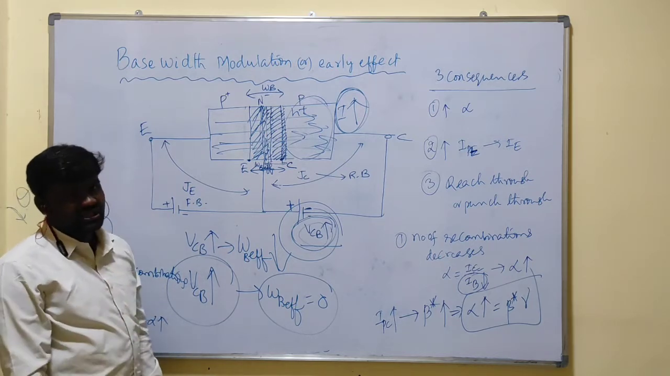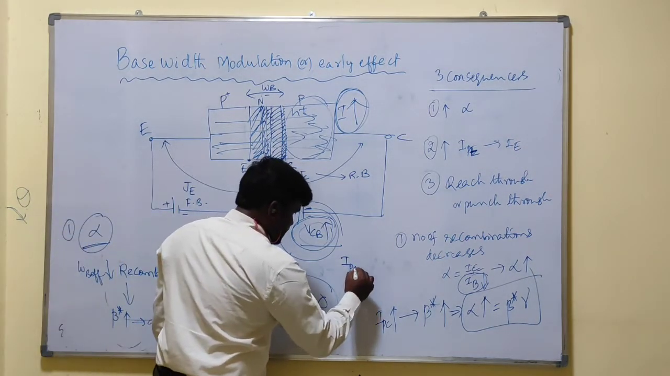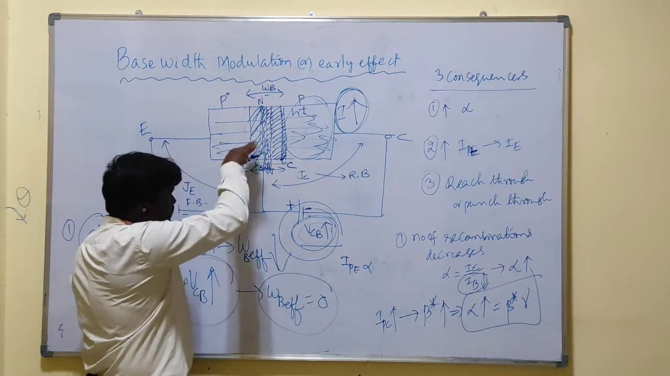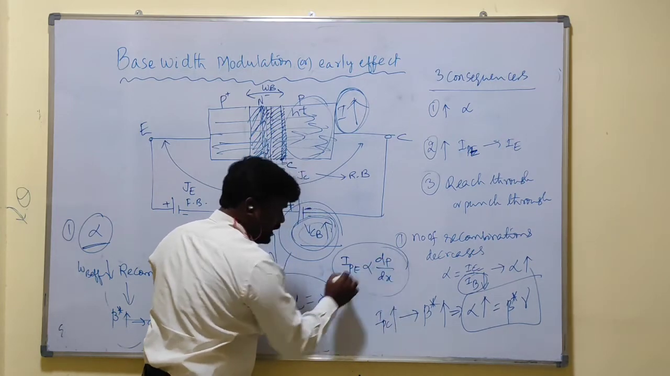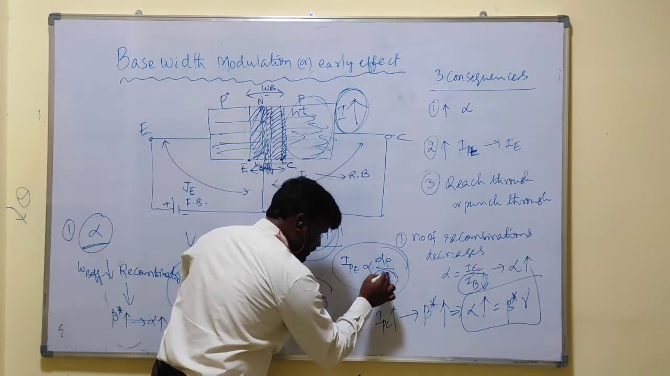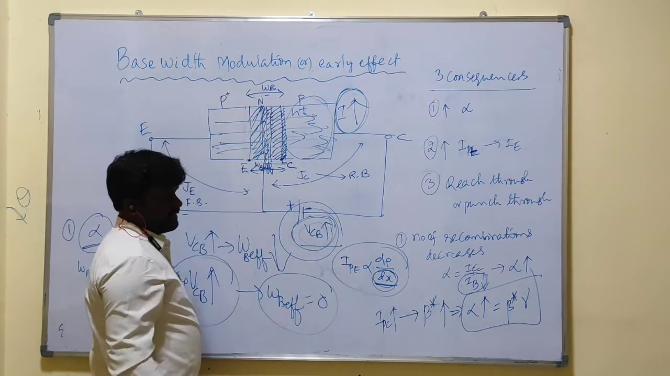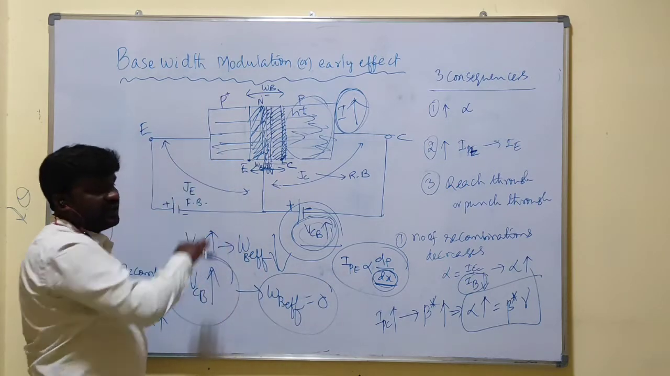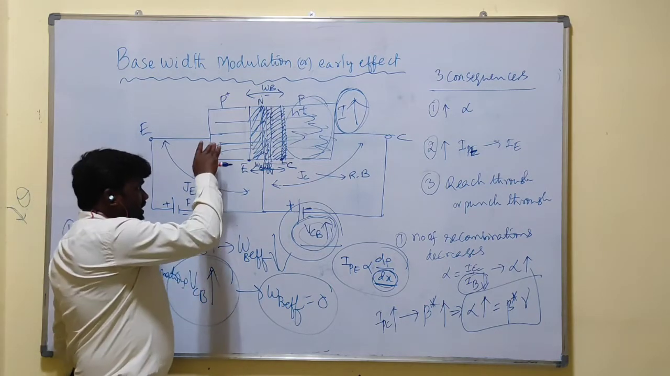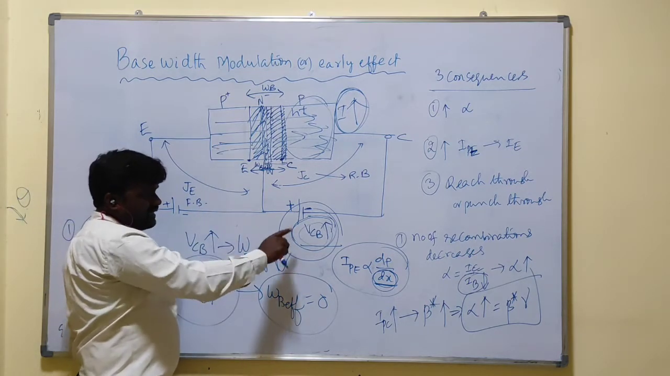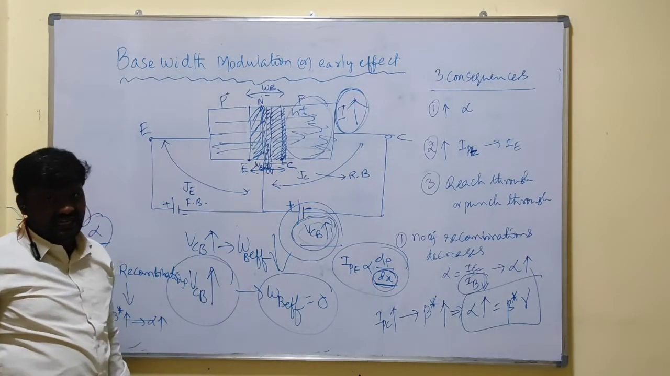And what about the second consequence? We know the diffusion current IPE, that is holes diffused from the emitter to the base region, is proportional to dP by dx. Due to the base width modulation, this effective base width decreases. As this distance decreases, IPE increases. As IPE increases, the current in the emitter junction increases. Current in this emitter junction can be increased by varying this VCB. That's why the collector and emitter junctions are also known as interactive junctions.